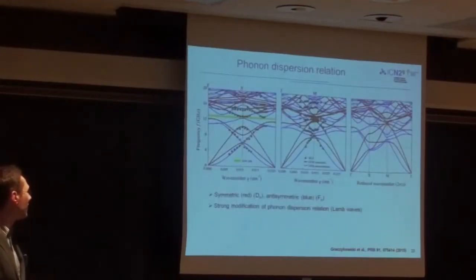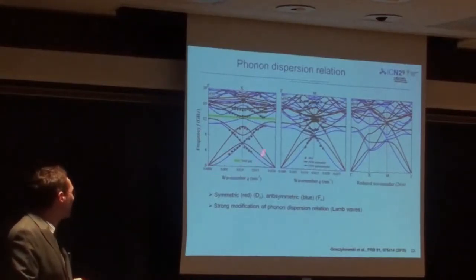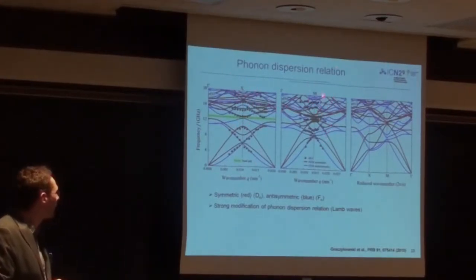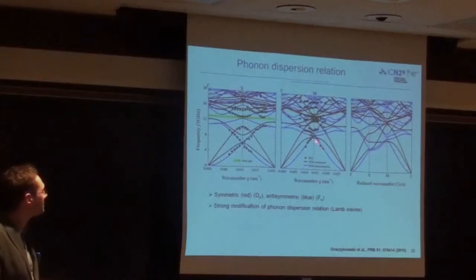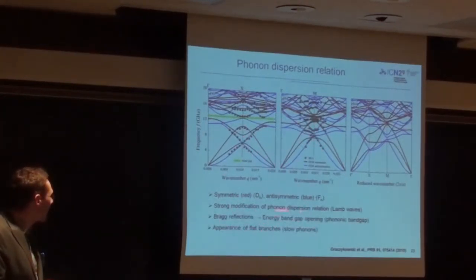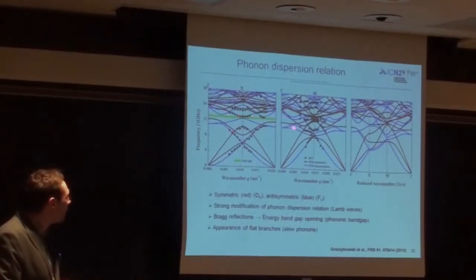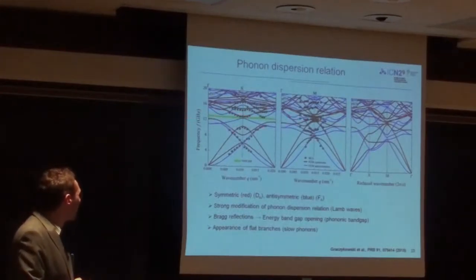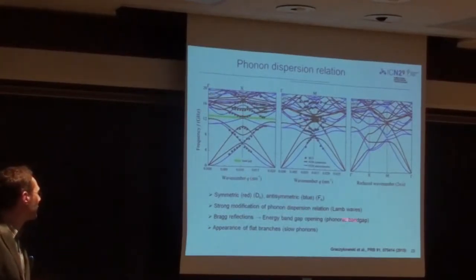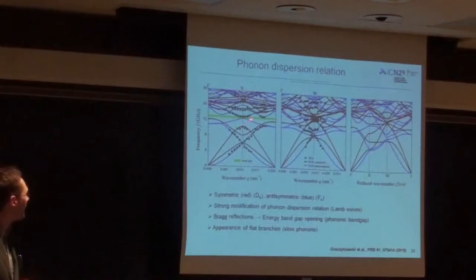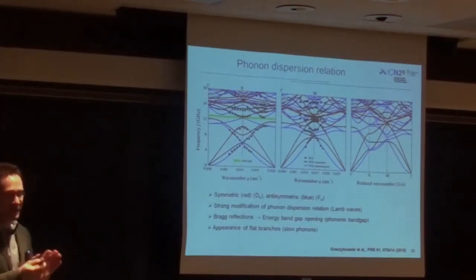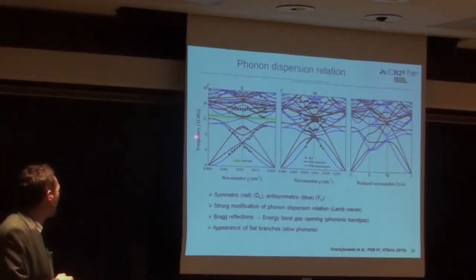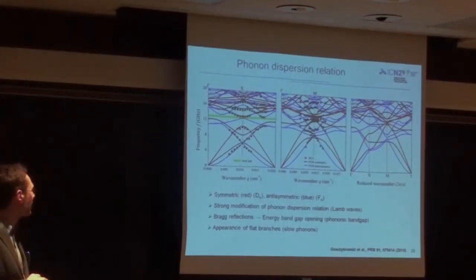And you can then tune again the wave vector, and by this probe the dispersion relation along these high symmetry points, the X point and the M point. And you can see that there's a strong modification: there's an energy band gap opening, which is a phononic band gap, very similar to what people are discussing in photonics and the photonic band gap materials. And you see also that there are very flat branches appearing, which correspond to very slow phonons, because of course they are related to the group velocity.